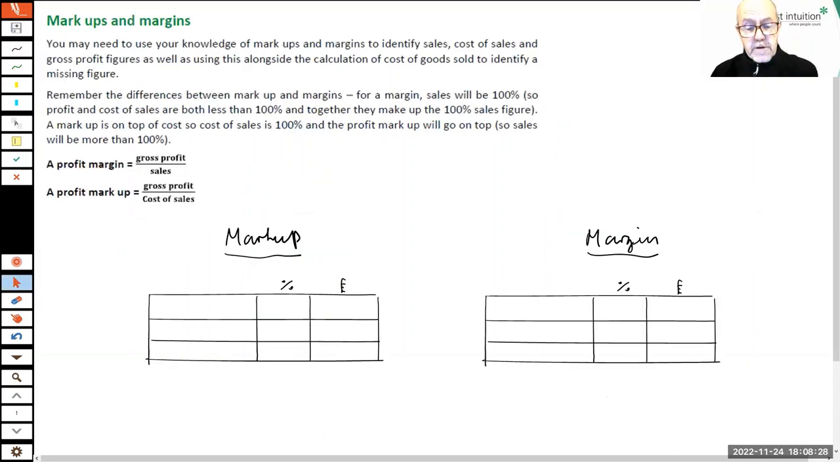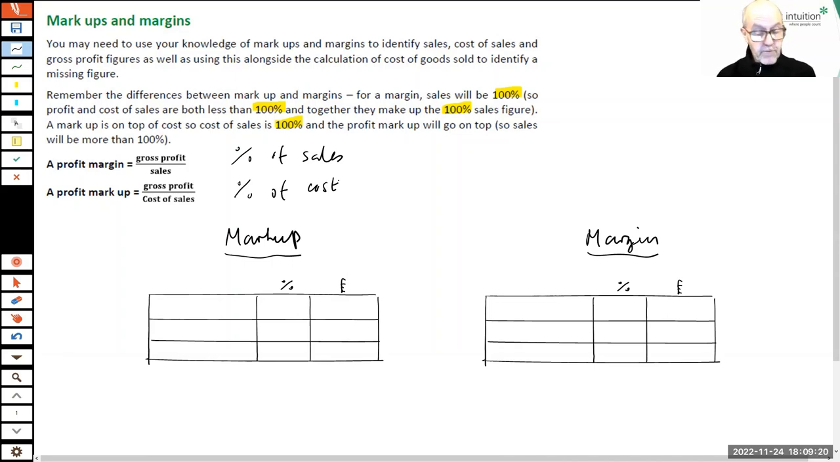Now, the next technique we use, if it's not to do with a missing figure from a control account, is markups and margins. And the magic number that unlocks all of these is the 100%. Because one of either the sales or the cost will be the 100. In the case of a profit margin, our margin is a percentage of the sales figure. If we sell for £100 and our margin is 20%, we're making £20. In the case of a profit markup, the profit is calculated as a percentage of the cost.